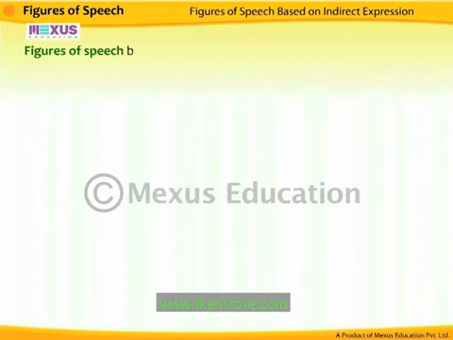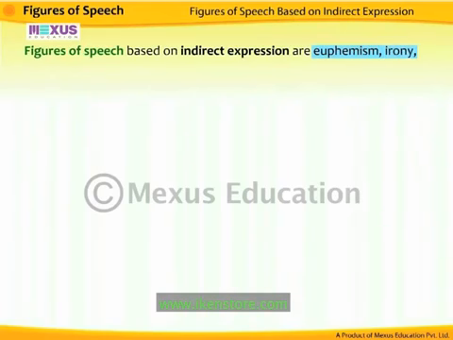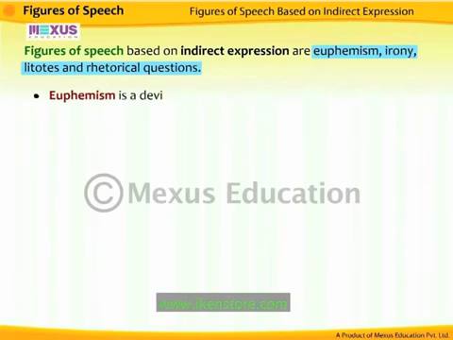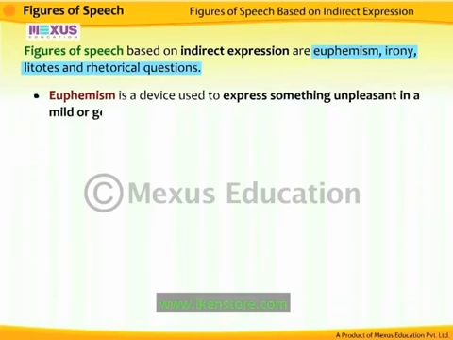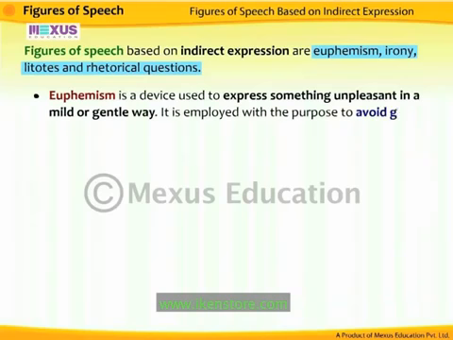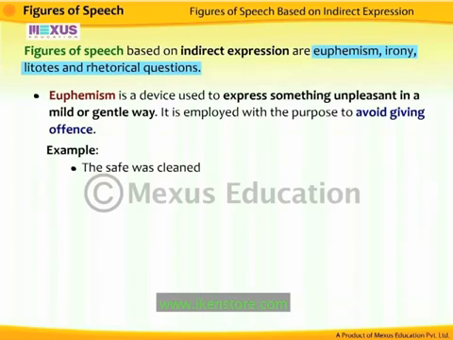Figures of speech based on indirect expression are euphemism, irony, litotes, and rhetorical questions. Euphemism is a device used to express something unpleasant in a mild or gentle way. It is employed with the purpose to avoid giving offense. For example, the safe was cleaned completely. This means that the safe was robbed.